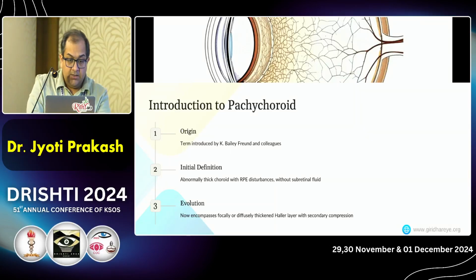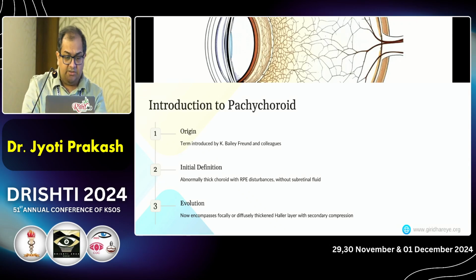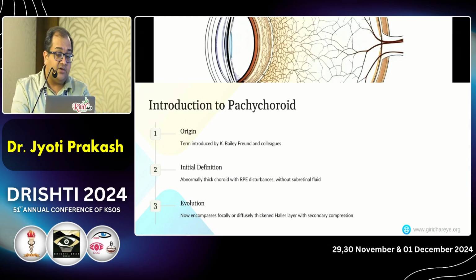So, good evening, everyone. I'll be talking about CSR and the pachychoroid spectrum disorders. The term pachychoroid was coined way back in 2013 or 14 by Freund and his colleagues. It is defined as a condition which has a thick choroid with RPE disturbances with or without subretinal fluid, and it is not one disease per se, it's a continuum of multiple diseases which can present differentially.